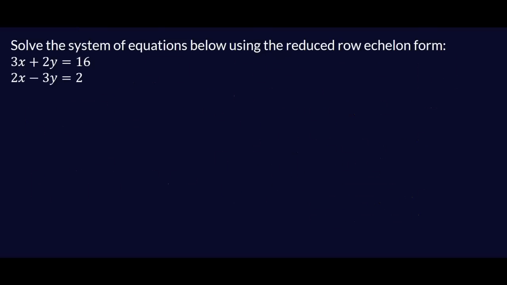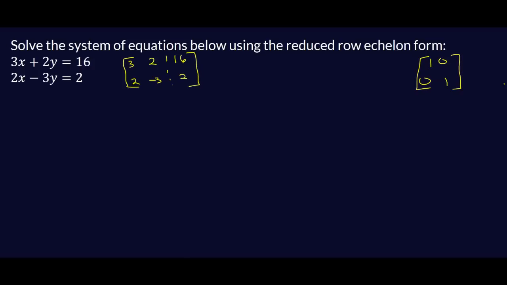So let's do one more. As usual, I'm going to just put this on the side, 1, 1, 0, 0, okay? And then we have 3x plus 2y equal to 16, 2x minus 3y equal to 2. So I'm going to write this in augmented form first. So we have 3, 2, 16, 2, negative 3, and 2.